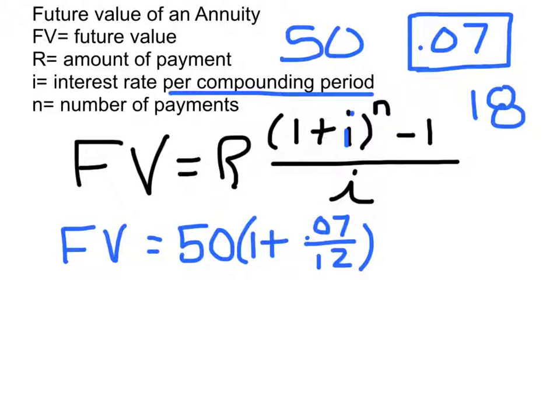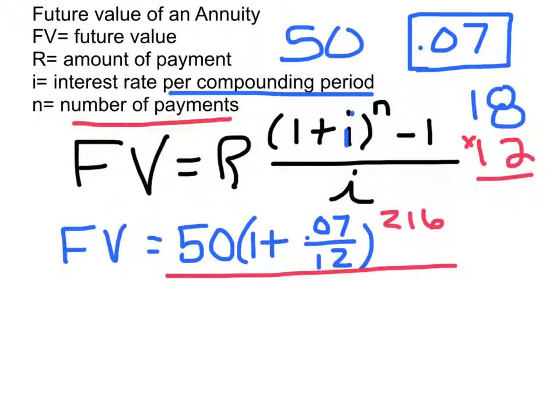And now if you're looking right here at the number of payments, well, they're making 12 payments per year for 18 years. And 18 times 12 is 216. And that's divided by the 0.07 over 12. You type this into the calculator just like it looks, with a few extra parentheses tossed in for good measure, like right there.